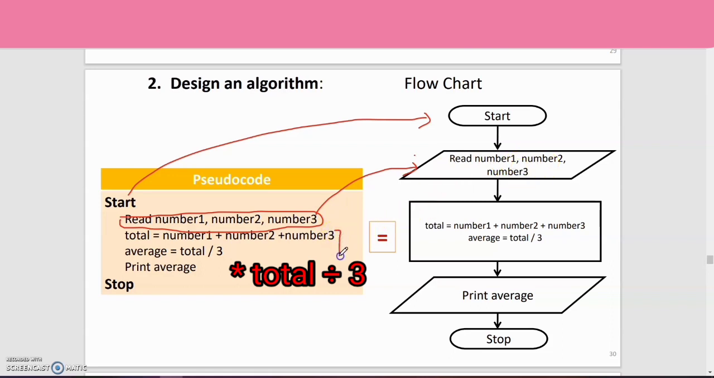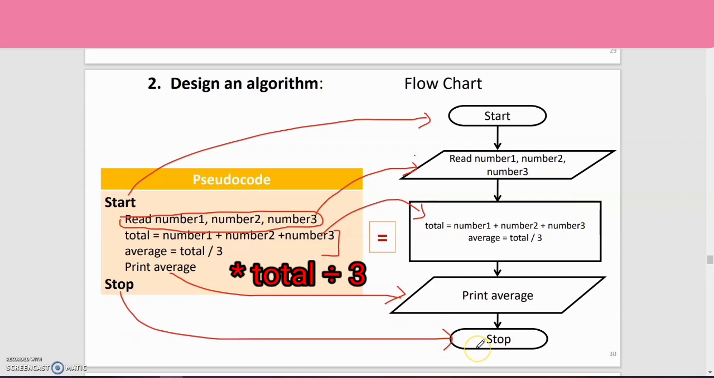For the process, you must use the rectangle shape. Remember that for process, you must use the rectangle shape. So you just copy the process: total equal to number 1 plus number 2 plus number 3, average equal to total divided by 3. So you write here. And the last part, for print average, you must draw the parallelogram shape. Then for stop, use the oval shape.